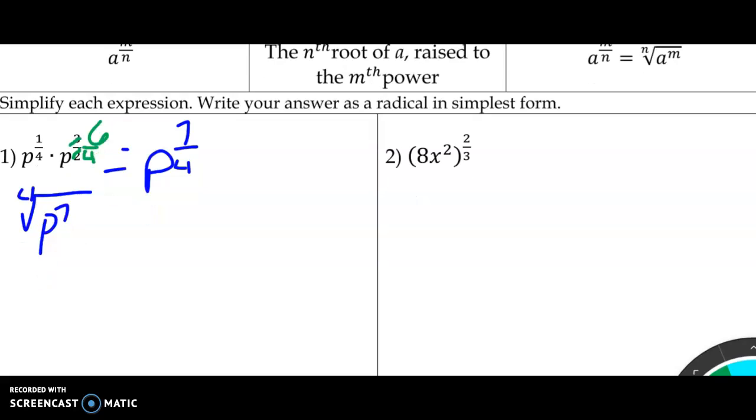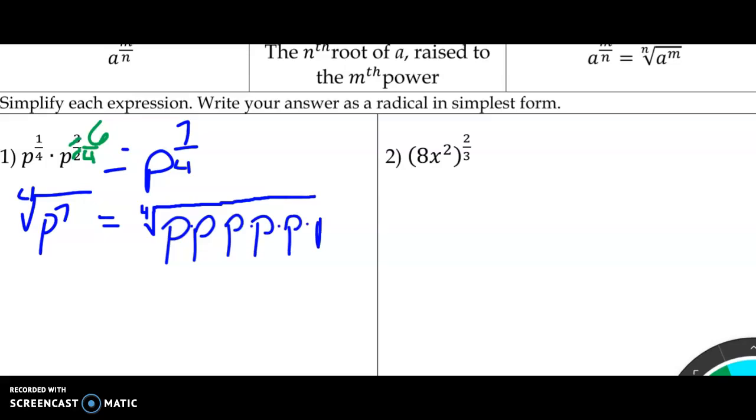So since it's raised to the 7th power, we could rewrite this as the 4th root of p times itself 7 times. Right? This is how you initially learned. So p times p times p, p times itself 7 times. Right? So this is how you initially learned exponents.